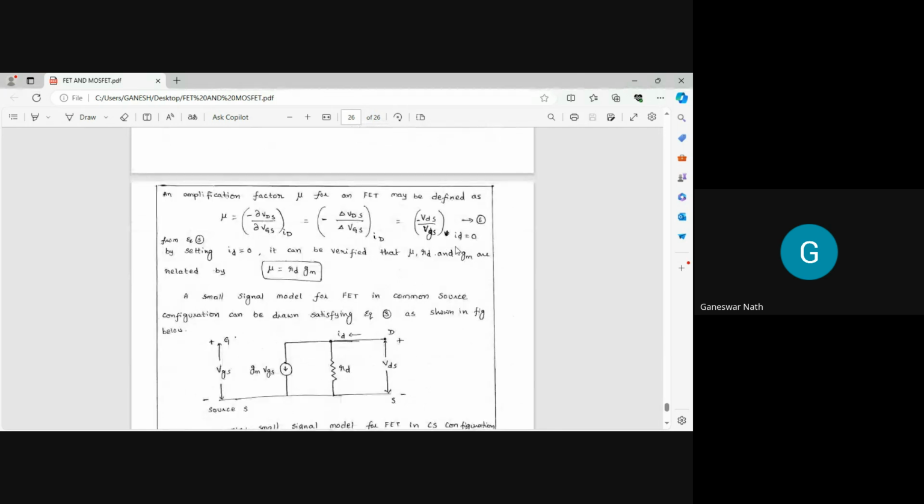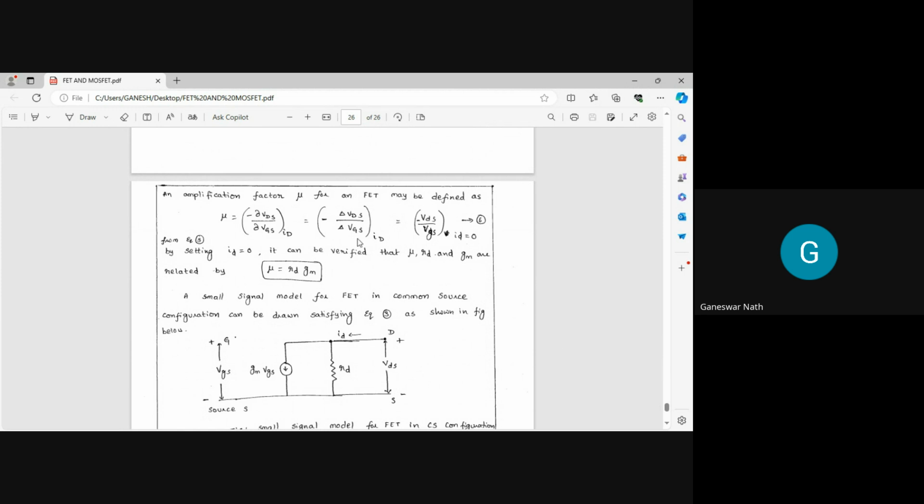So a small signal model for the FET in common source configuration, satisfying equation 3, can be given as you can see here. This is rd, this is gm vgs, that is mu. This is the gate, this is the source. From the drain, current is flowing through this connecting wire, and here is the VDS, and this is the source of electricity.